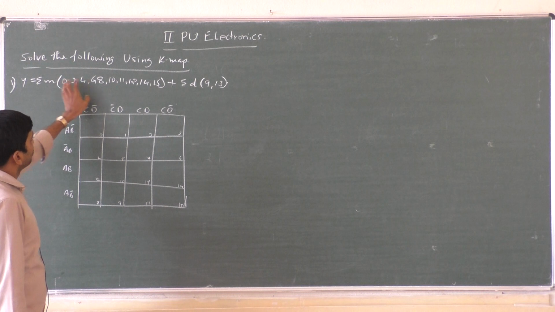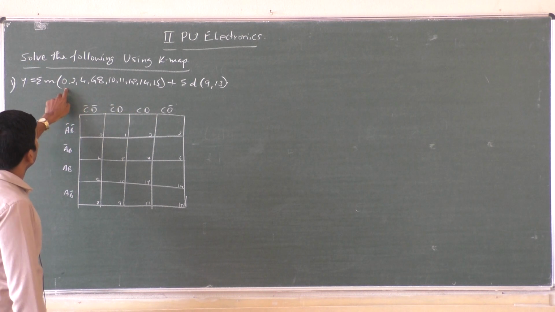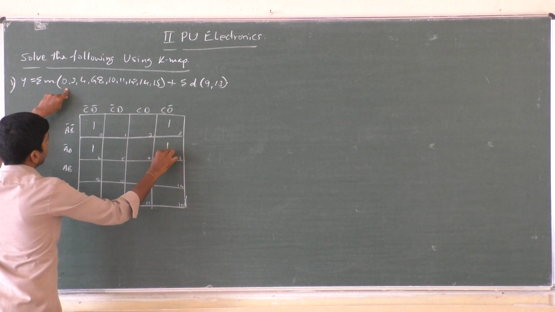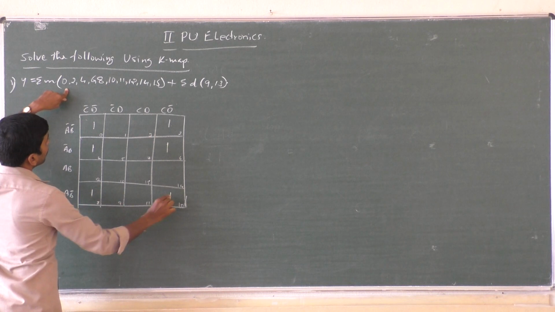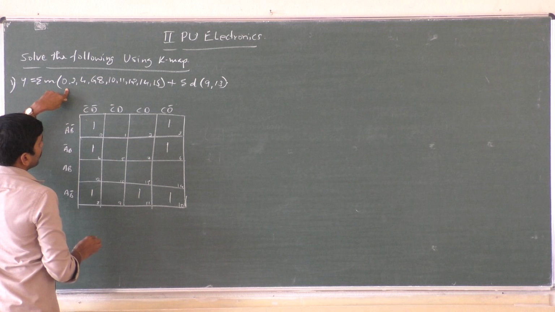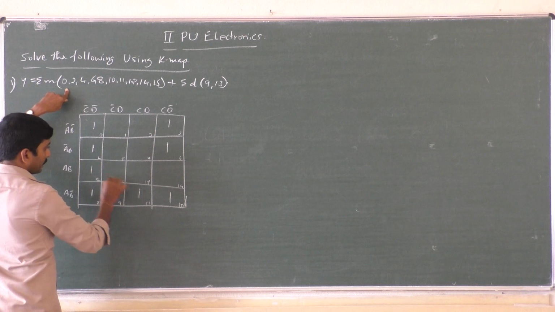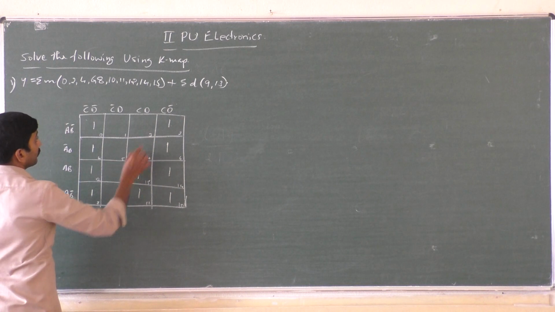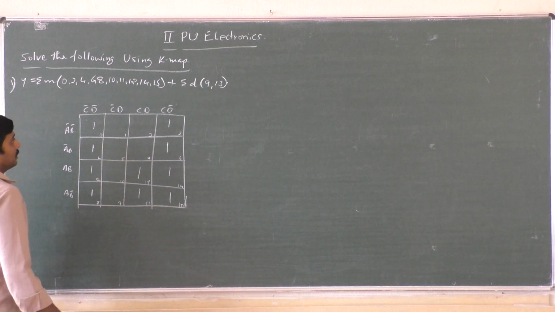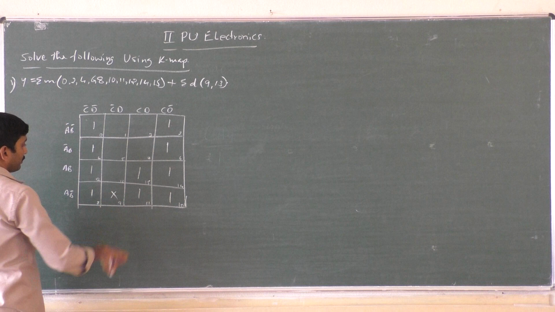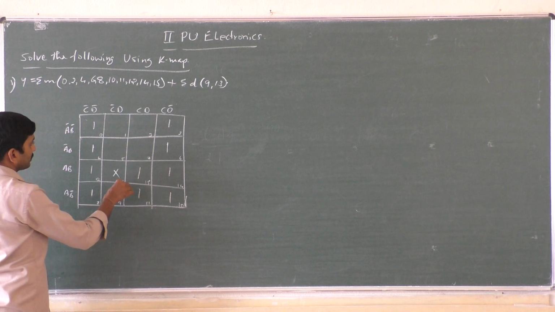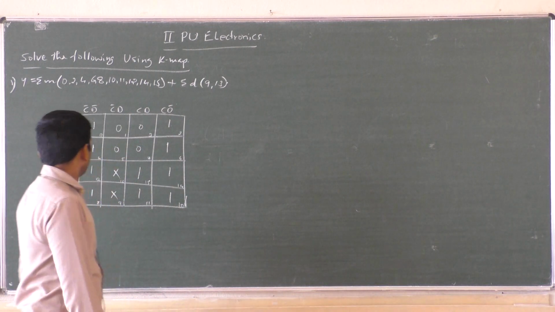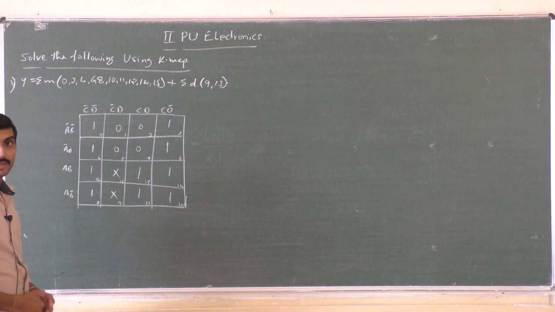Enter 1 in the respective cells of the minterms: 0, 2, 4, 6, 8, 10, 11, 12, 14, 15 get ones. What do you have to put for 9 and 13? You have to put X, since sigma d means don't care condition, X at 9 and 13, and the remaining cells are filled with zeros. So this is the configuration you get after mapping.